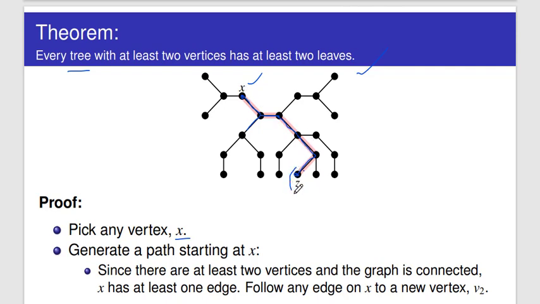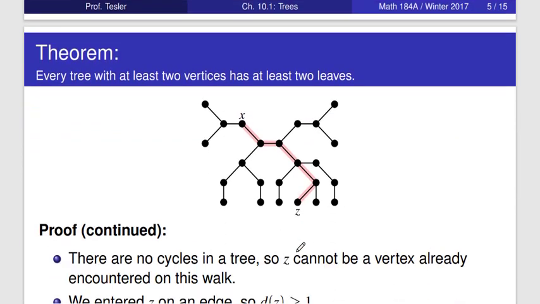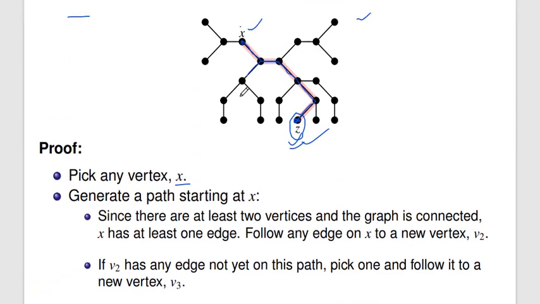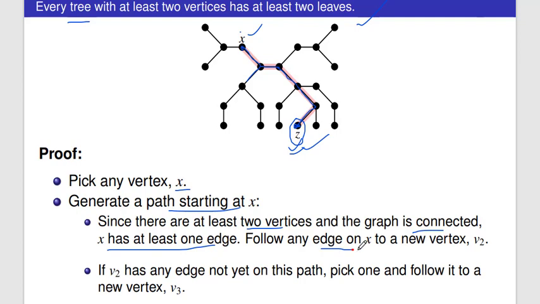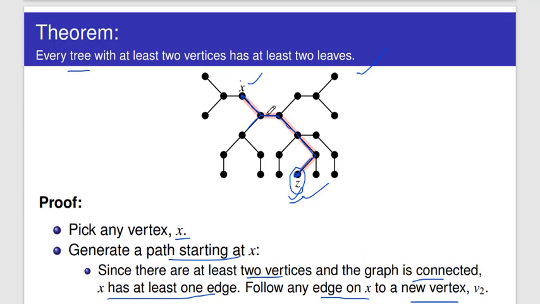Now this z has only one edge, so its degree is 1. So now in the tree, one vertex has one leaf. Now let's start from x: there is a path starting at x. There are at least two vertices, so the graph is connected, and x has at least one edge. So follow any edge from x to a new vertex.